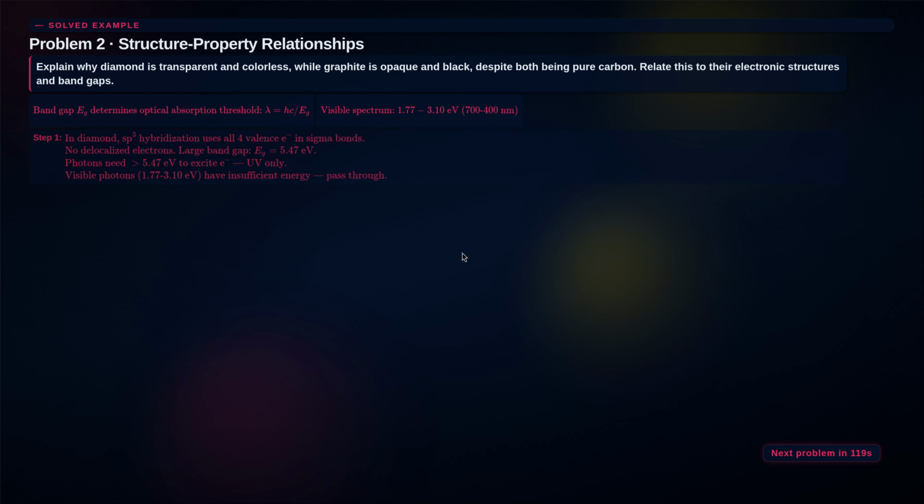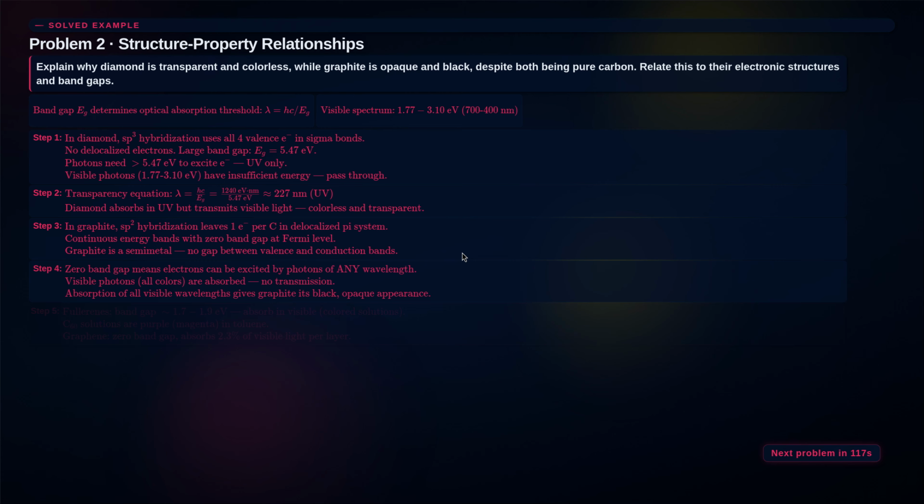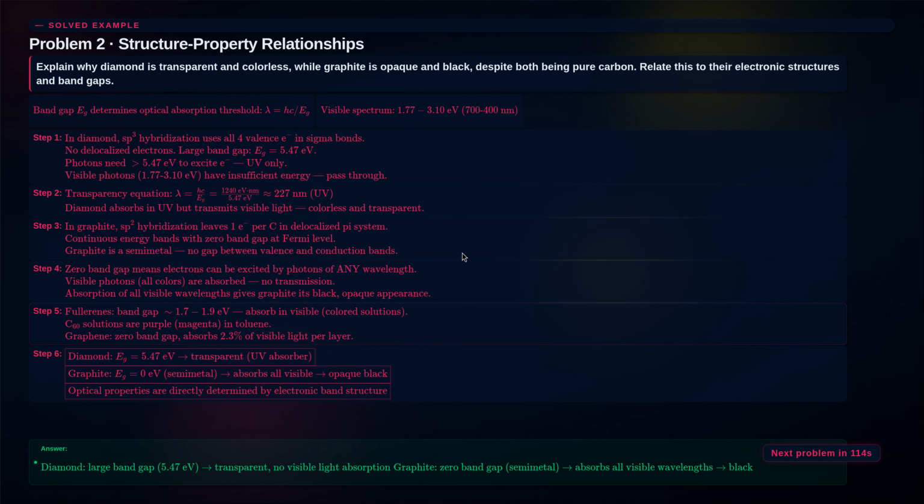Problem 2. Explain why diamond is transparent and colorless, while graphite is opaque and black, despite both being pure carbon. Relate this to their electronic structures and band gaps. Follow along as we work through the explanation.